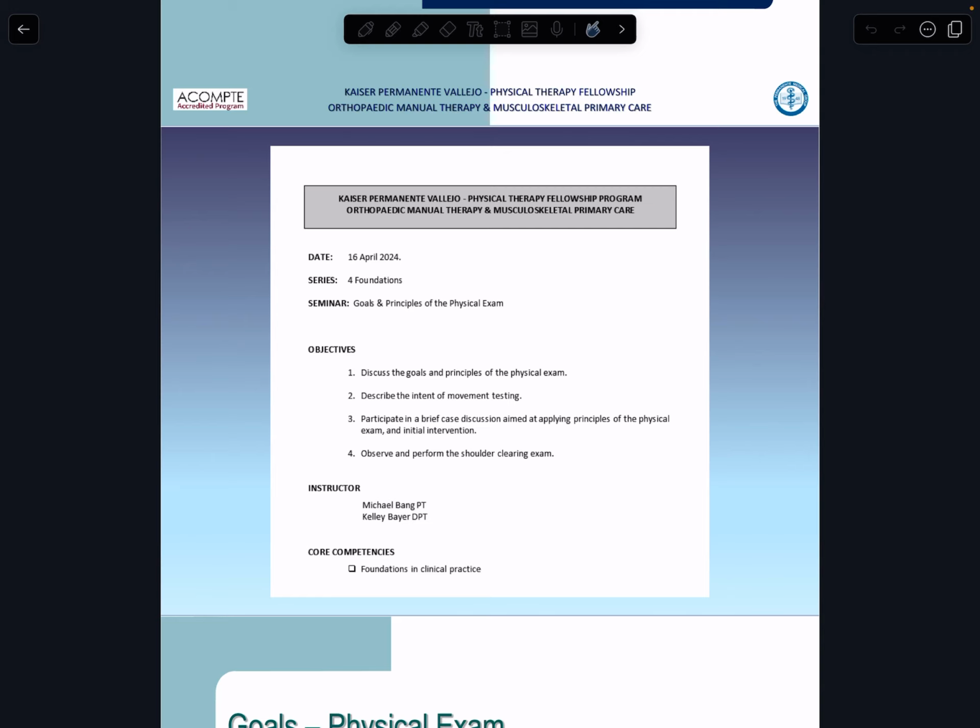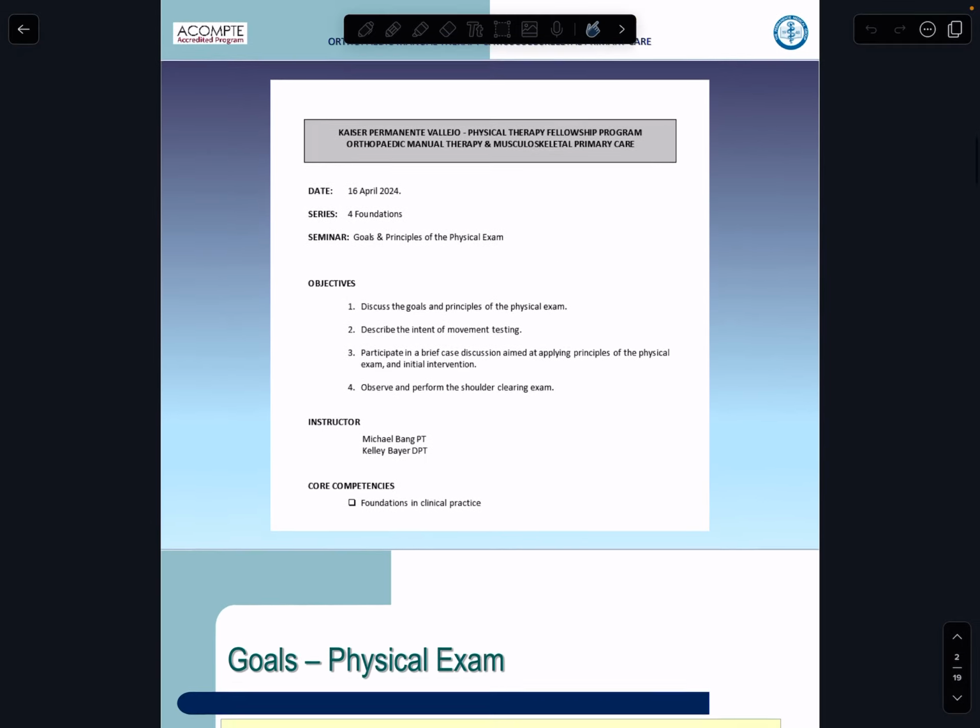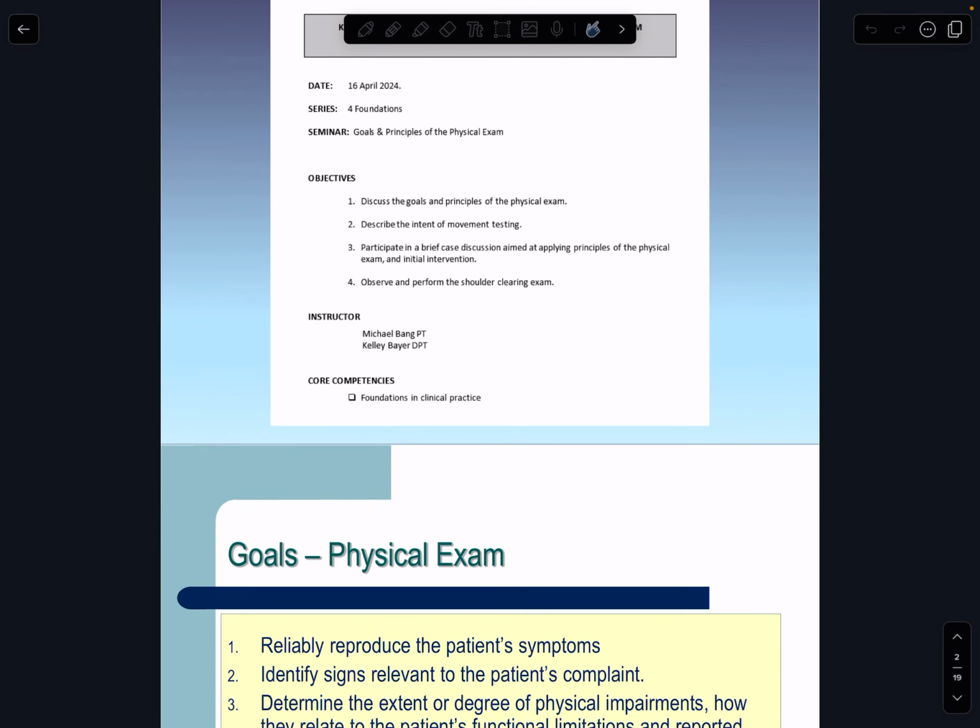Anyway. Okay. So now we're going to talk about the physical exam and some of the things that you have to consider. I promise all of these principles and goals will kind of fall in place for you. I know you've probably not heard about this objective and physical exam in this way before, but we're going to talk about the intent of movement testing. We're going to use it in the case discussion, so you're going to pull this together with a case, and then we're going to go through the shoulder clearing exam. And we're going to use that kind of as a way to jump off. It's something you'll use a lot with C-spine patients.